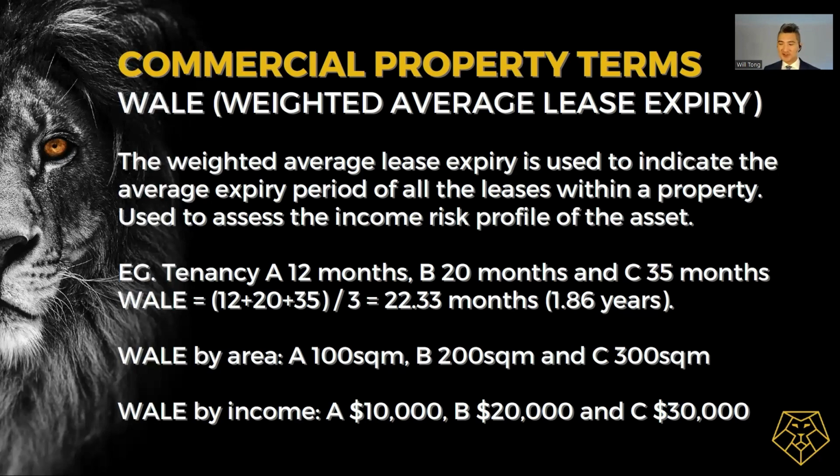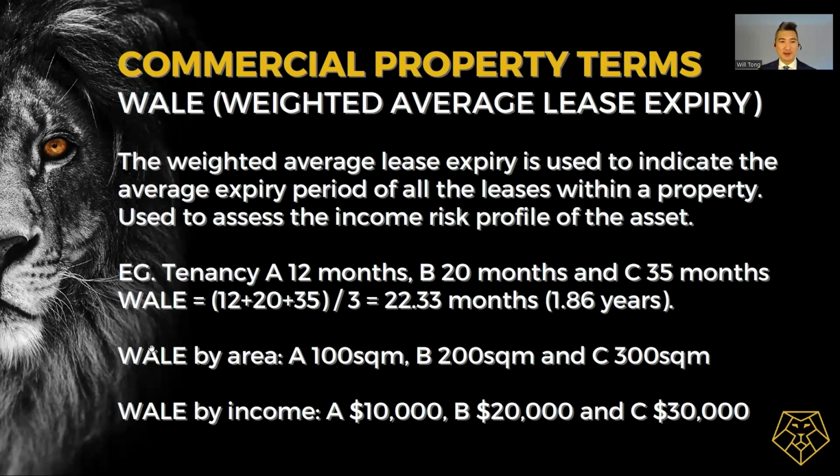1.86 years. So just by looking at this, I can see that the income risk profile of the asset is 1.83 years, as in after 1.83 years, I might stop receiving income. Okay, obviously this is continually evolving as you renew leases and get new tenants. But if you're analyzing a property as a snapshot, a WALE is a really good indication of what your risk profile is. Banks and valuers very often refer to WALE to assess the risk profile of the asset when they're determining lending and things like that.